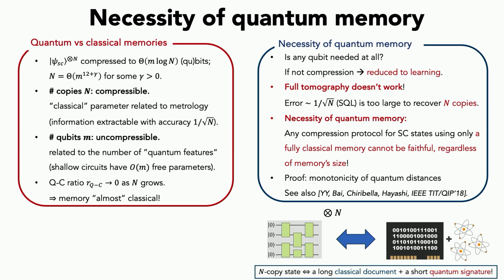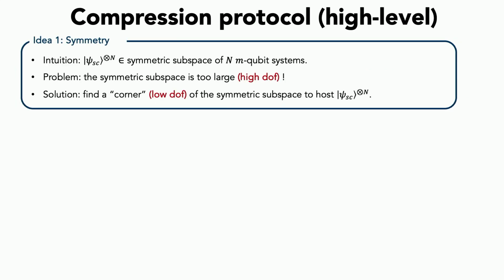So this reveals a nice thing on the data structure of n copies of quantum states. If I have n copies of some quantum states, it looks more like very long classical documents plus some short but necessary quantum signature. So without this quantum signature, you cannot recover the original n copies. Okay? With the remaining time, let me tell you a bit, at a high level, the idea of the compression protocol. Okay? So we make several observations.